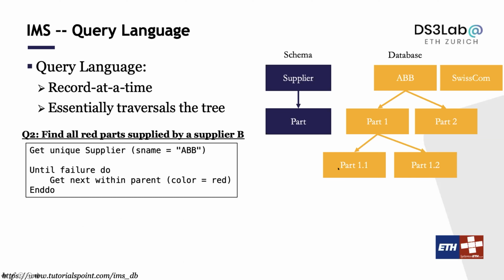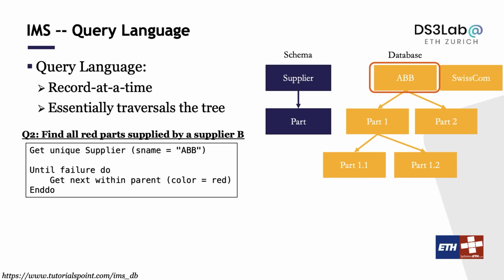So that's going to bring you to one specific node in the tree. For example, here, ABB, okay? So after you run the first line, you are going to be here in the tree, okay? And then you just get next within parent, which means that I go to all the child nodes, part 1, and then I do something with it. I check whether the color is right. If it's right, I do something. Otherwise, I move on to the second child under this parent node. So this is actually how you would implement the query within IMS.